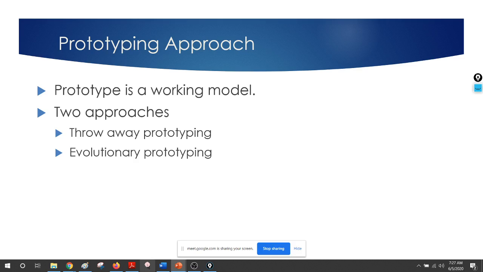So then we have the prototype approach. In the prototype approach, we develop a prototype. A prototype is a working model, right? A working model.